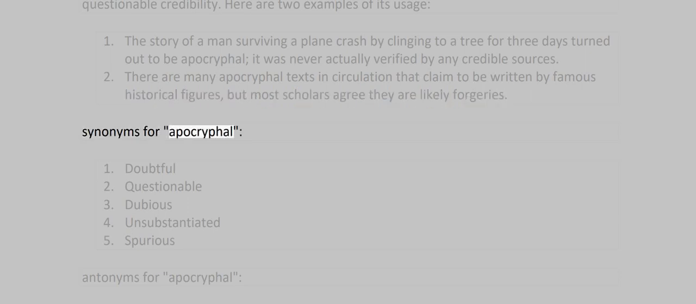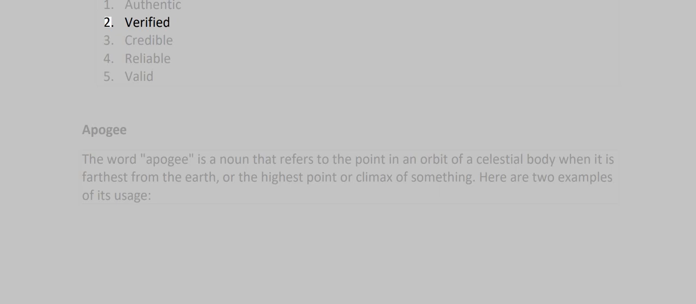Synonyms for apocryphal: 1. Doubtful. 2. Questionable. 3. Dubious. 4. Unsubstantiated. 5. Spurious. Antonyms for apocryphal: 1. Authentic. 2. Verified. 3. Credible. 4. Reliable. 5. Valid.